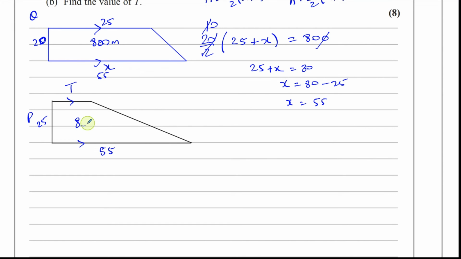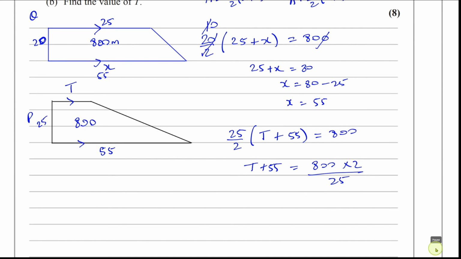We know the area is 800, so we can use exactly the same formula, the area of a trapezium. This time the thing that we don't know is this T on top, and that's what we have to find. So the height over 2, 25 over 2, times the sum of the parallel sides, T plus 55, is equal to 800. So T plus 55 is equal to 800 times 2 over 25, and so we can work that out.